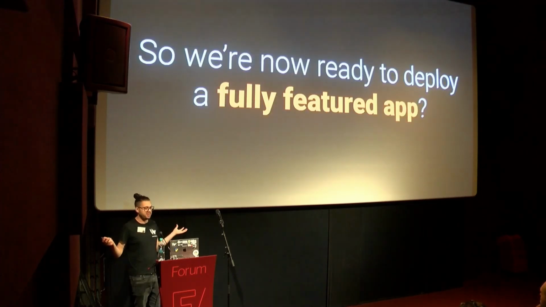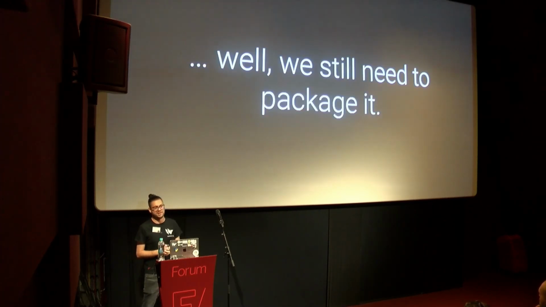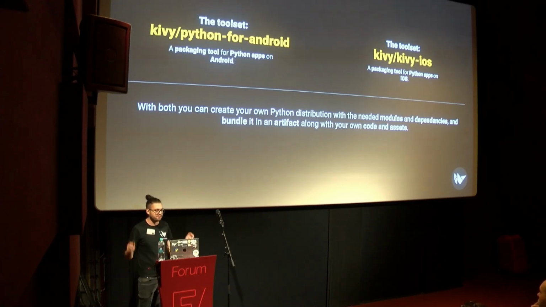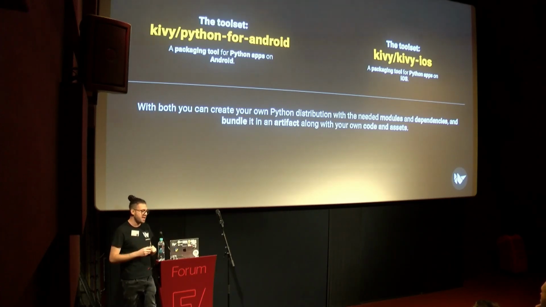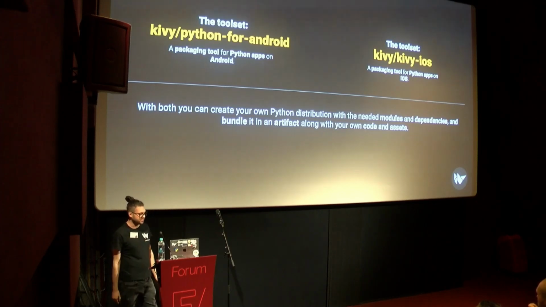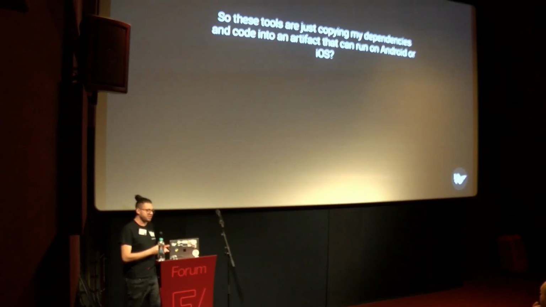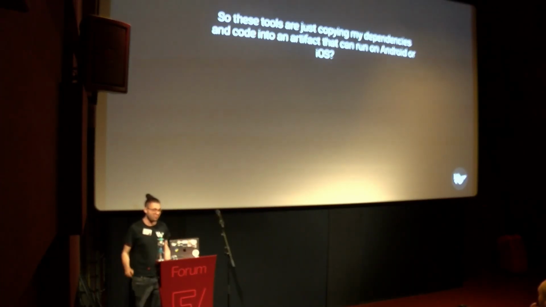So we are now ready to deploy a fully featured app. Well, we still need to package it. And to package it, we have Python for Android and Kivy iOS. With both, you can create your own Python distribution along with the needed modules and dependencies, and bundle it into an artifact that can run on your device. So these tools are just copying my dependencies and creating an artifact that can run on Android or iOS.